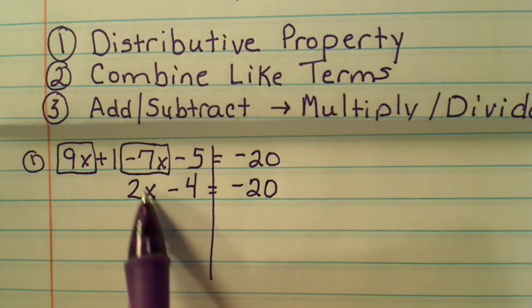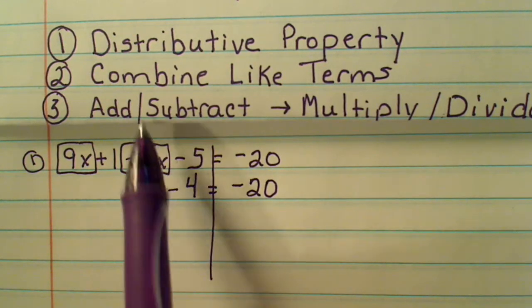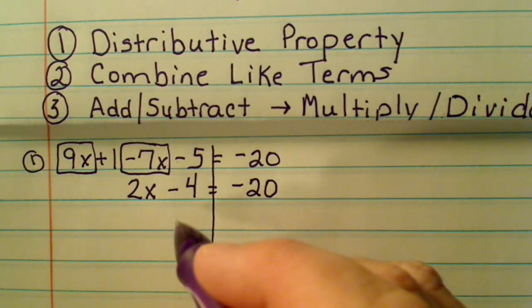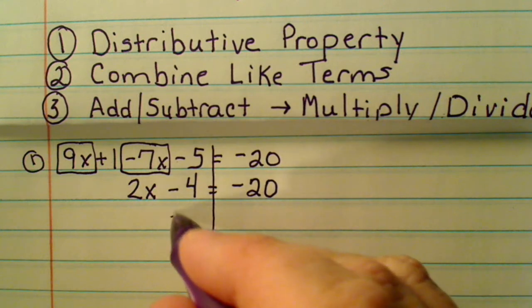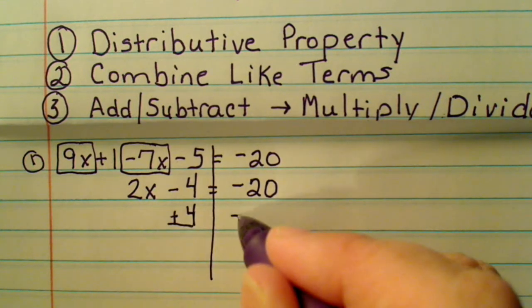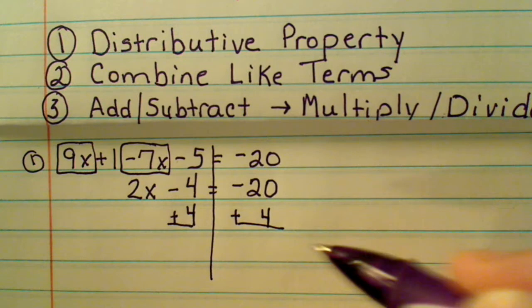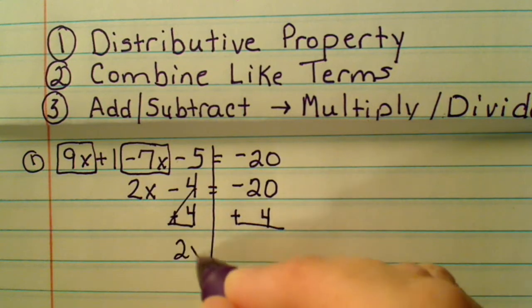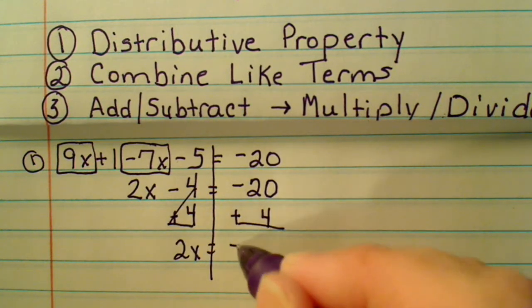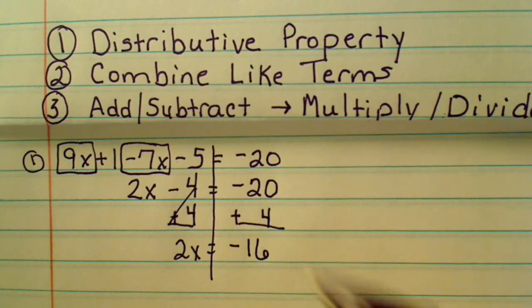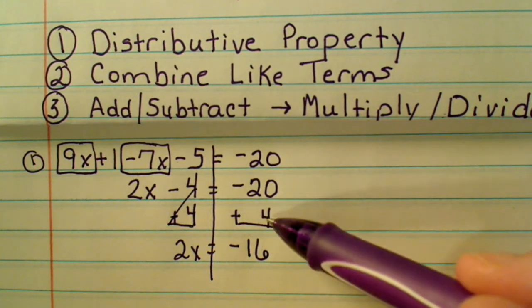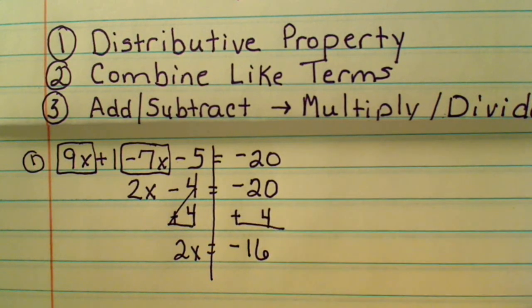Okay, we want to get this x by itself. This is 2 times x, so we don't want to do that first. We want to do the inverse of adding or subtracting. So we're going to do the inverse of subtracting 4, and we're going to add 4 on to both sides. And that gives me 2x equals a negative 16. The negative 20 plus a positive 4 is a negative 16.